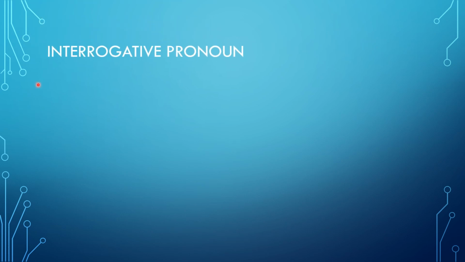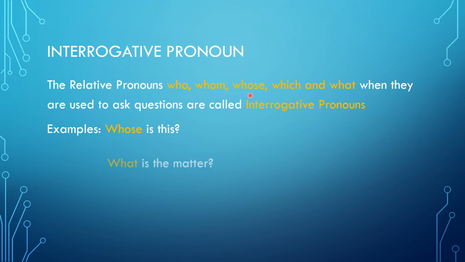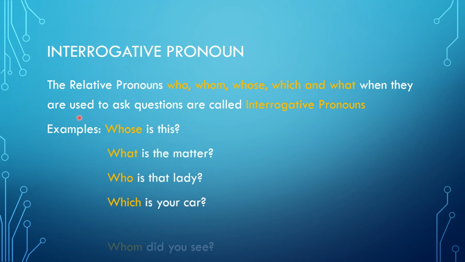Interrogative pronouns. The relative pronouns who, whom, whose, which, and what, when they are used to ask questions, are called interrogative pronouns. Look at the following examples. Whose is this? What is the matter? Who is that lady? Which is your car? Whom did you see? So all these highlighted words, whose, what, who, which, whom, they are relative pronouns, but they are used to ask questions and hence they are interrogative pronouns.